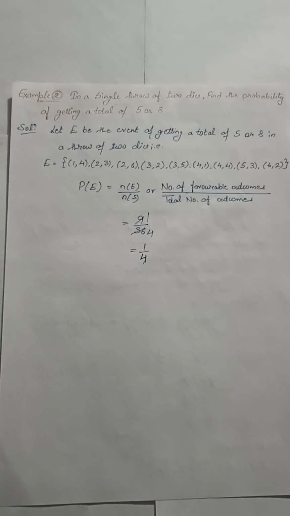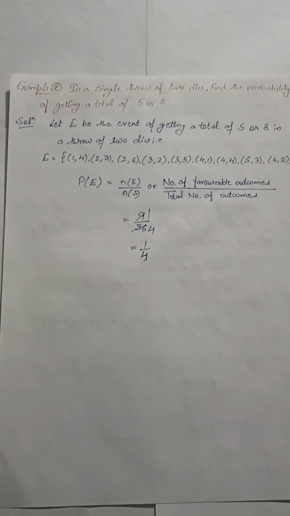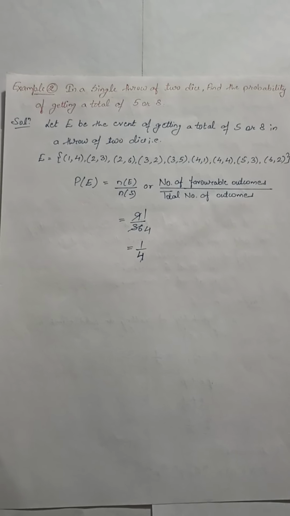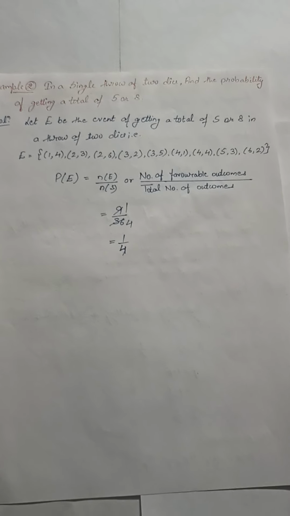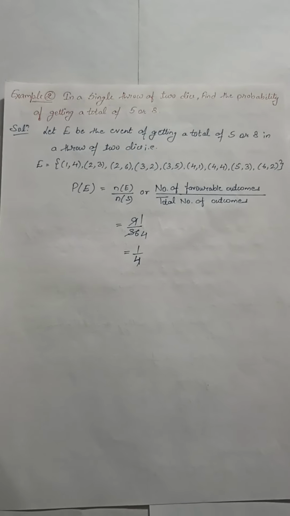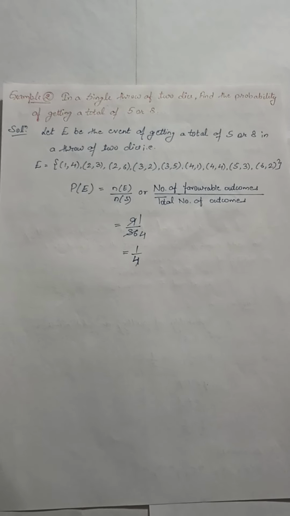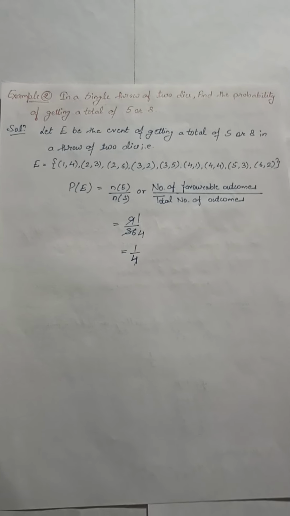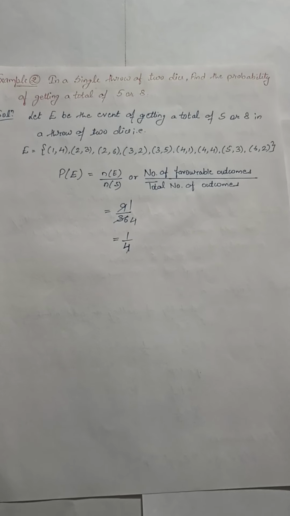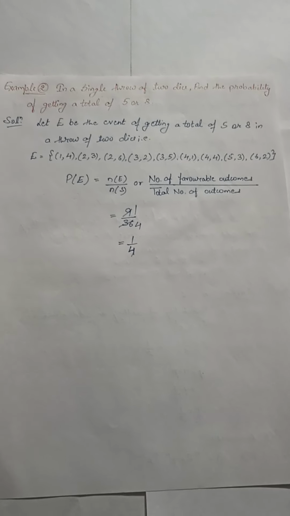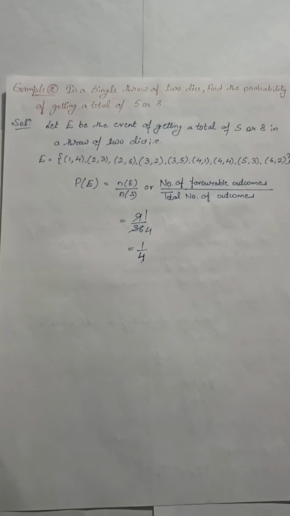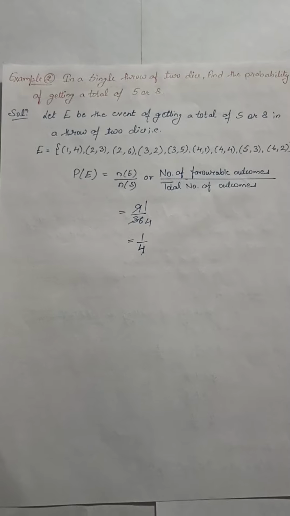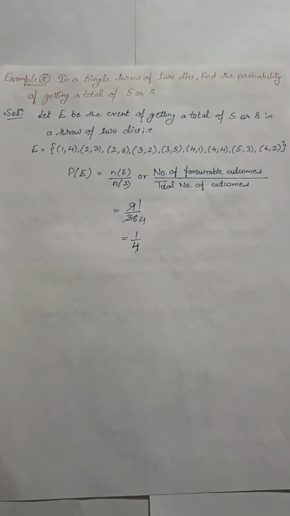I have not written the sample space here because it would be very lengthy. When 2 dice are thrown, the sample space is like 1 1, 1 2, 1 3, 1 4, 1 5, 1 6, then 2 1, 2 2, 2 3, 2 4, 2 5, 2 6, like this. 36 total possible outcomes will be there. But we are concerned only with the event of getting a total of 5 or 8. Means either 5 can be there or 8 can be there.